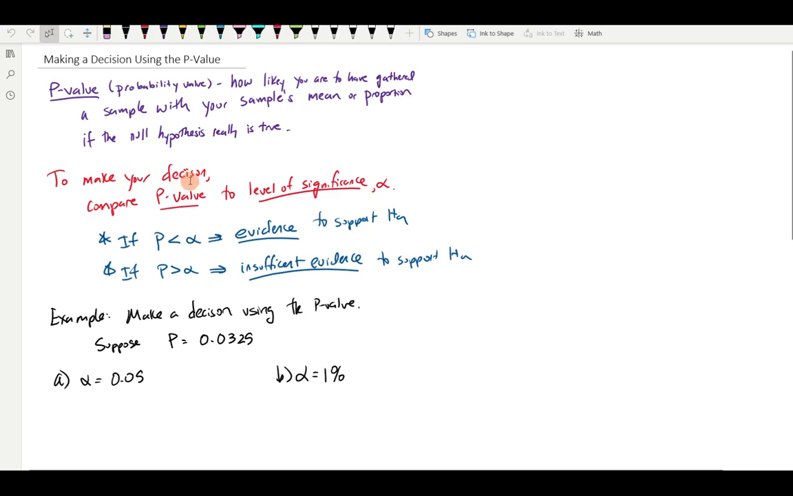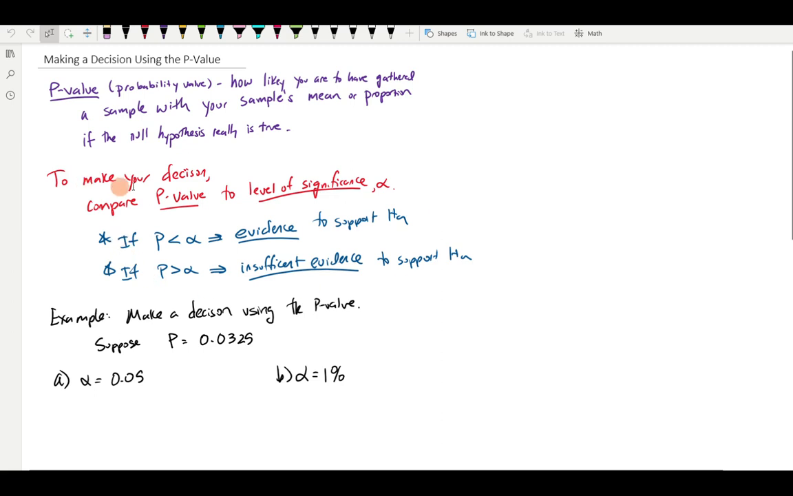So, to make a final decision about whether there's evidence or insufficient evidence to support the alternative hypothesis, you compare the computed p-value to the given level of significance, whose symbol is alpha. You compute the p-value using GeoGebra. You get your level of significance generally by being told in the problem. In real life, you also choose what level of significance to use based on the situation, but here you will be told alpha.